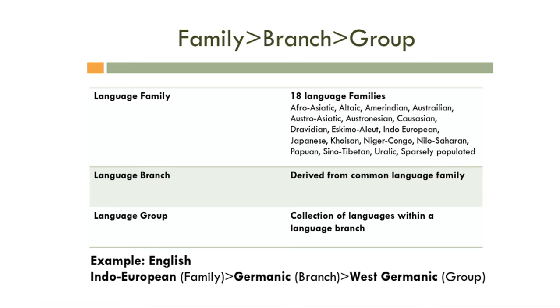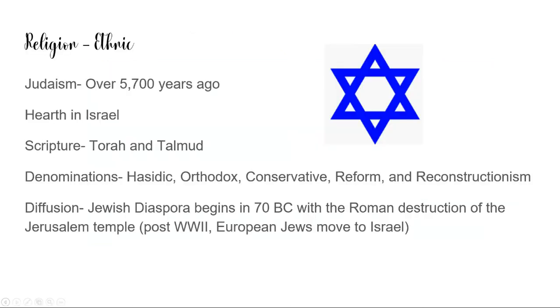But these are ways to classify language into family, branch, and group. Family is like the broadest term. There are 18 language families. And there's a language branch, which is split up from the common language family. Then even smaller is the language group, which is a collection of languages within a language branch. An example would be English. So Indo-European would be the family, Germanic would be the branch, and West Germanic would be the group.